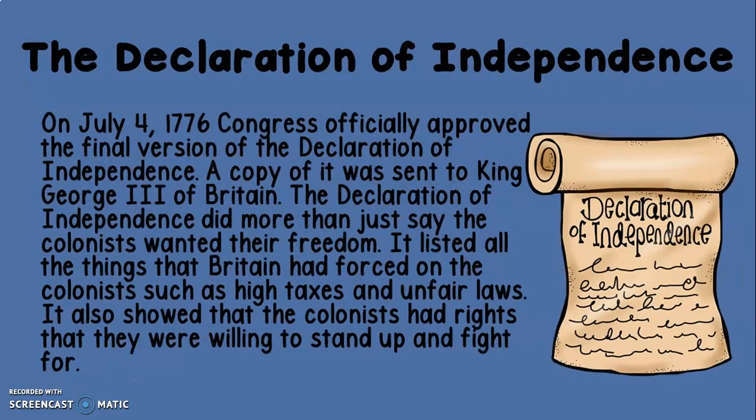On July 4th, 1776, Congress officially approved the final version of the Declaration of Independence. A copy of it was sent to King George III of Britain. The Declaration of Independence did more than just say that the colonies wanted their freedom. It listed all the things that Britain had forced on the colonists, like those high taxes, the unfair laws. It also showed that the colonists had rights that they were willing to stand up and fight for.